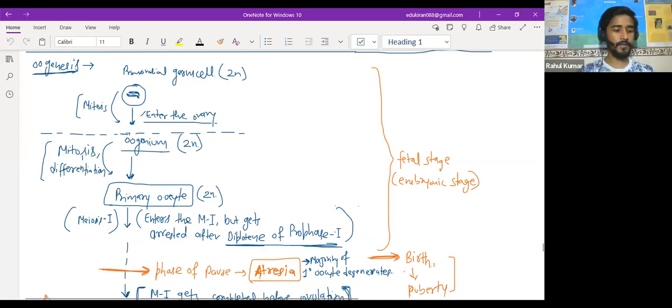Before starting today's class, in the last class we finished female oogenesis and the reproductive structures. Today, we will be finishing two topics.